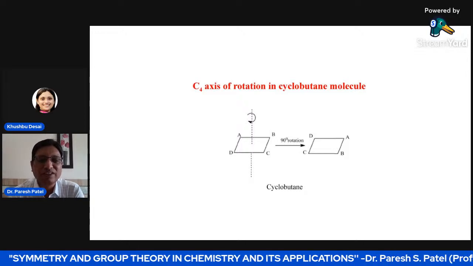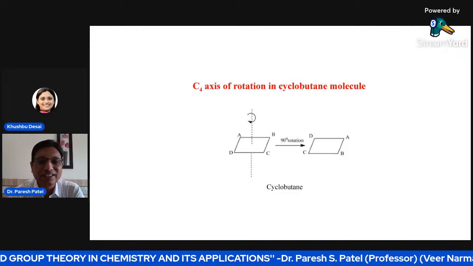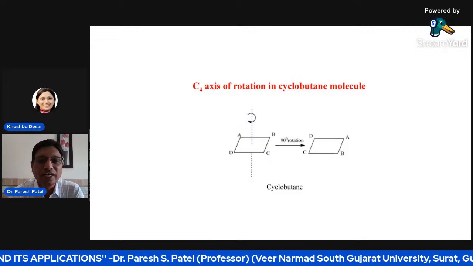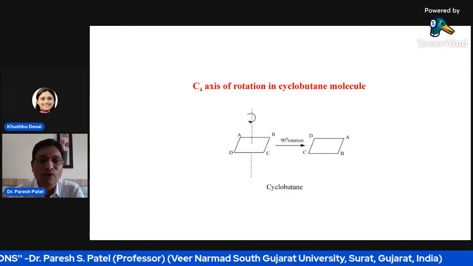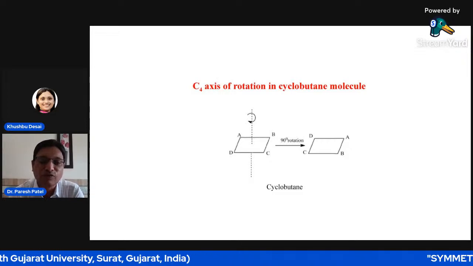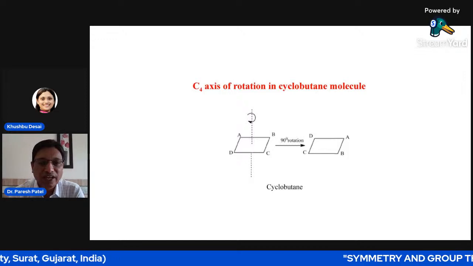So for the above symmetry, the order of axis n is equal to 360 by 90, which is equal to 4. It means the order of axis is equal to 4, and the symmetry operations can be represented as C4^1, C4^2, C4^3, and C4^4. Okay, next please.